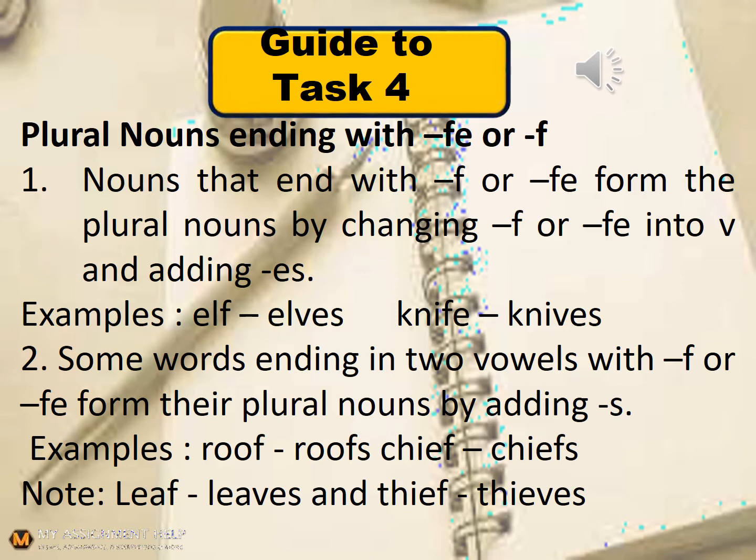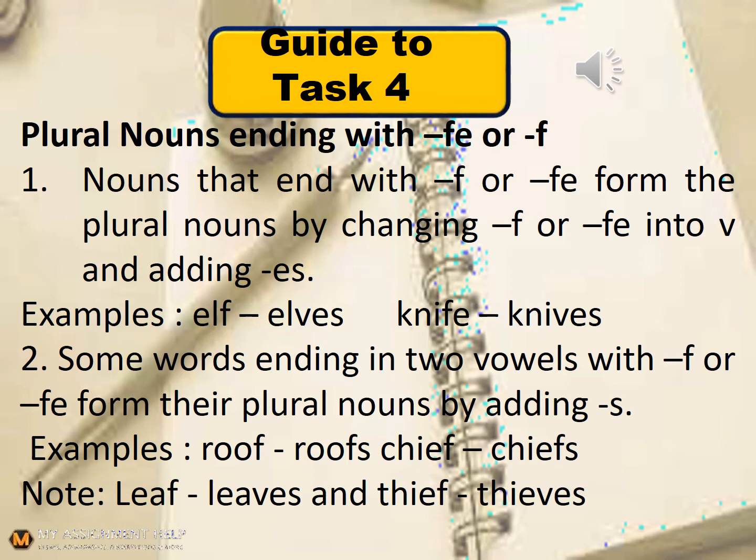The word elf, it ends with f and preceded by l. So you have to change f into v, so elv, and then add es. Now we have elves. Next is knife. For the word knife, change f into letter v and then add es. So it becomes knives. So do not forget that we need to change f or fe into v before we add es.